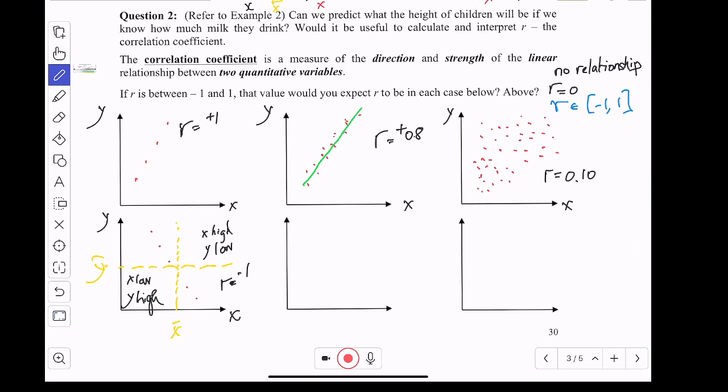It can be less close to the line like that, but it's still negative. But it's starting to get closer to 0. So it's -0.6, let's say.